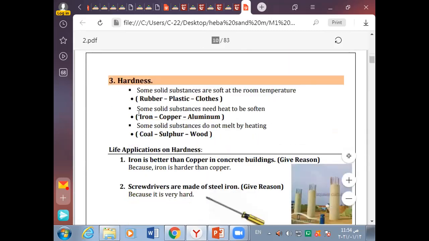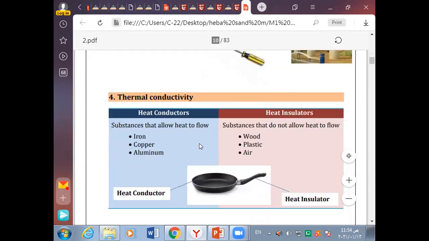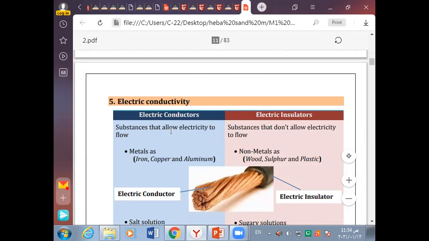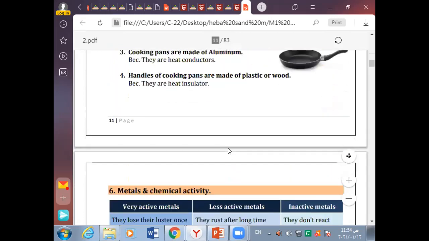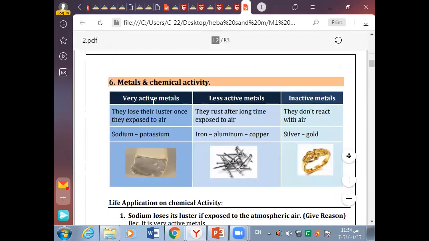Next, hardness. There are soft substances and some solid substances that need heat to be softened and don't melt by heating. Then we have the difference between electric conductors and electric insulators. Very active metals: what are very active metals? Sodium and potassium. They are kept in or under the surface of kerosene. There are less active metals: iron, aluminum, copper. Inactive metals: silver and gold.